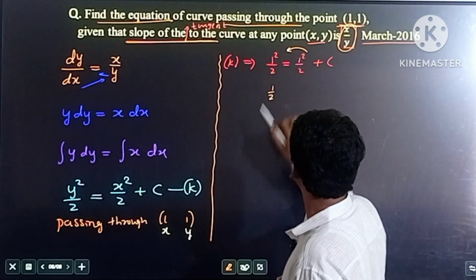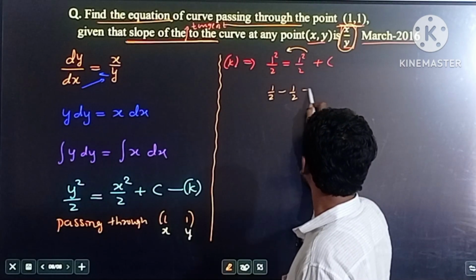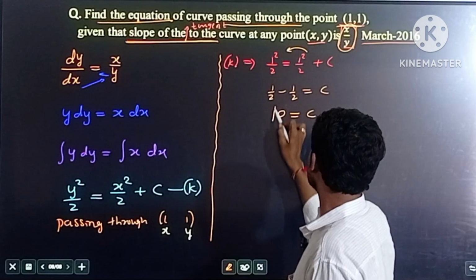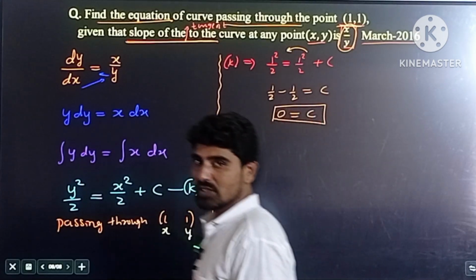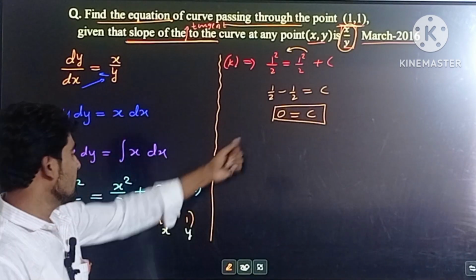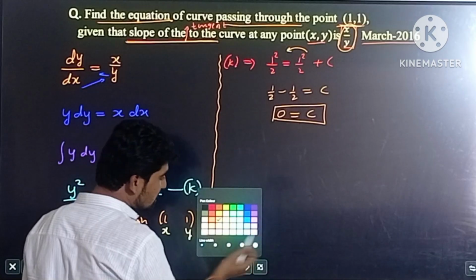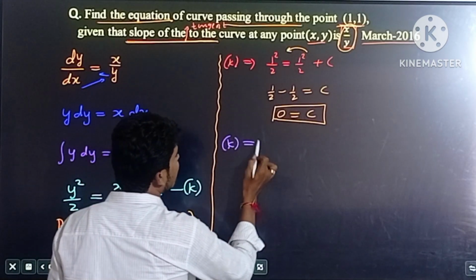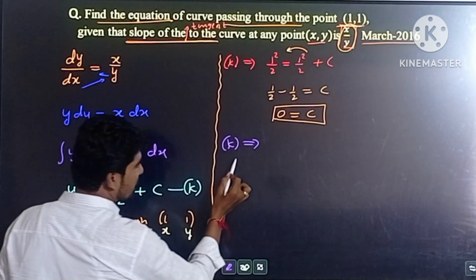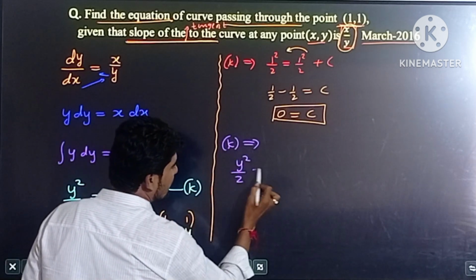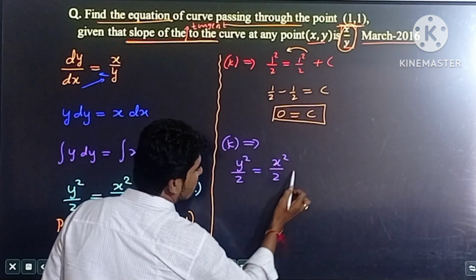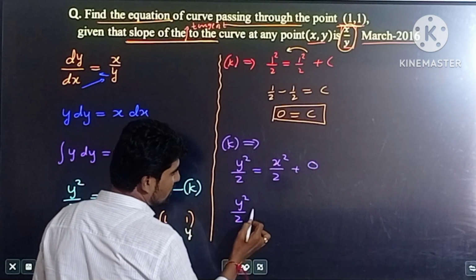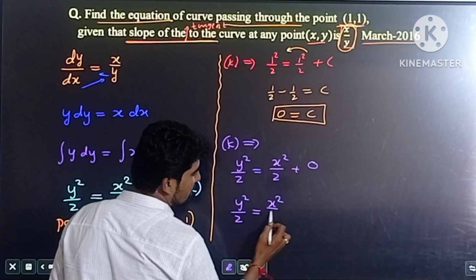Shift this 1 by 2 towards the left side. Minus 1 by 2 is equal to c. So 1 by 2 minus 1 by 2 is 0, equal to c. So we got the value of c is 0. Now substitute this value of c in equation k to get its particular solution. So now, equation k implies y square by 2 equal to x square by 2 plus c is 0. Therefore, y square by 2 is equal to x square by 2.